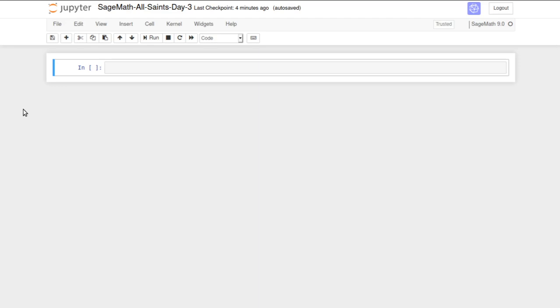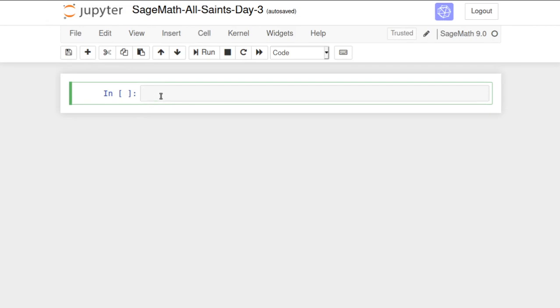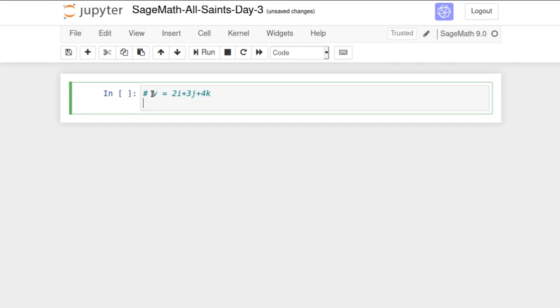So the commands are the following. Suppose that I want to define the vector v equal to 2i plus 3j plus 4k. Whatever line I start with this hash symbol is known as a comment, and these lines will not make any impact on the code that I am typing below. This command has no effect; whether you type it or not is not going to make any impact. It is only for the information of what I am going to do.